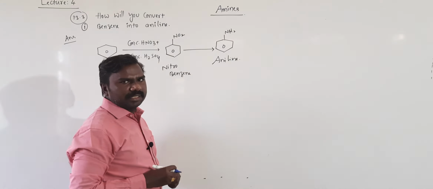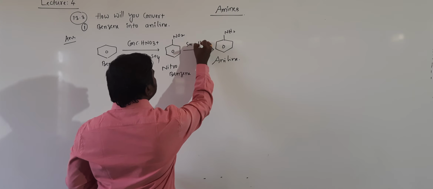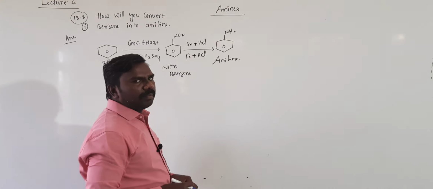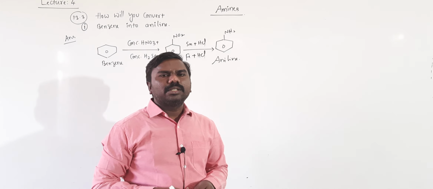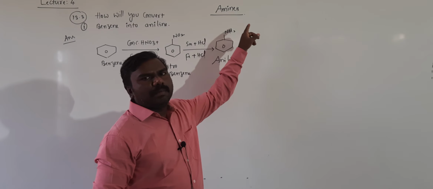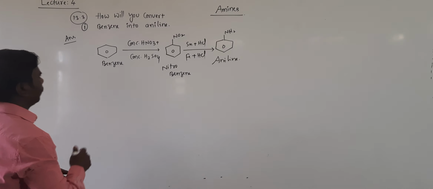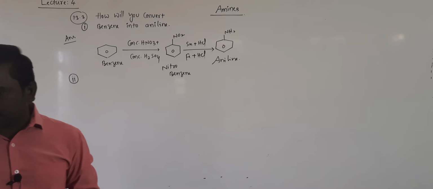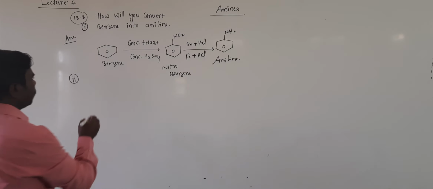From nitrobenzene we can easily prepare aniline. We have already discussed the first preparation method, that is Sn plus HCl, otherwise Fe plus HCl. Iron scrap in presence of hydrochloric acid is the best agent to convert nitrobenzene into aniline or benzenamine, right? This is your first question answer. Second question, students. How will you convert benzene into N,N-dimethylaniline?